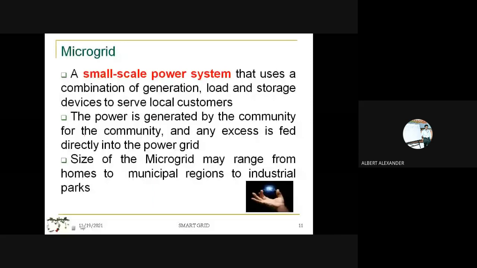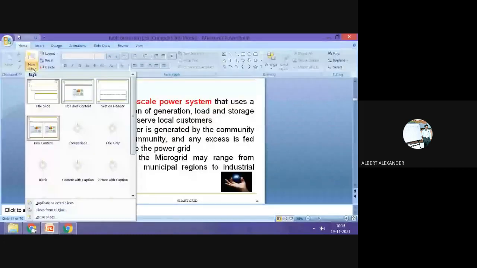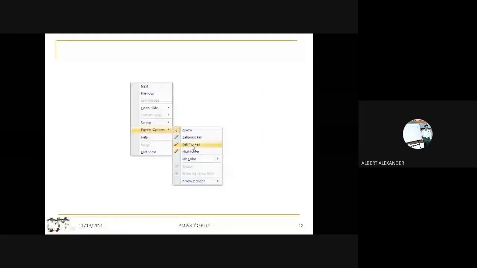For this, I'm going to share a very small story. I can open a blank screen to show that story now. This story is quite interesting, and it will be helpful for explaining to the students as well. The story is called the milkman story. First let me explain the milkman story, to explain what is meant by a microgrid.